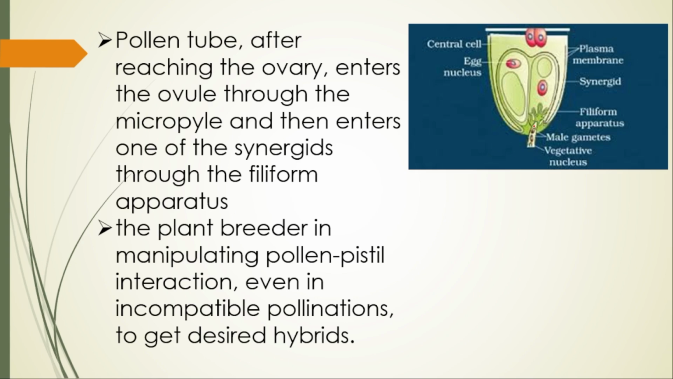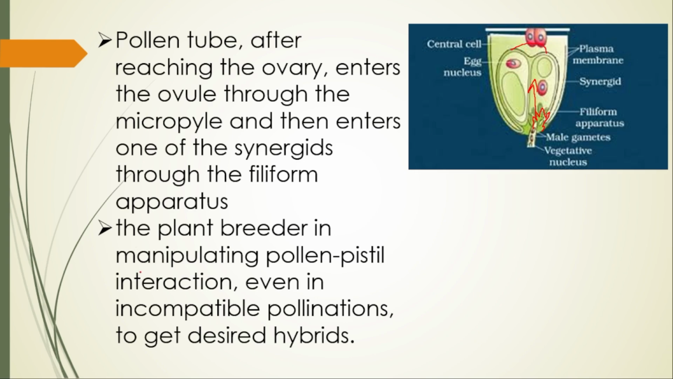We discussed this. This is the micropyle end, and this is the filiform apparatus, which is a finger-like structure. It guides the pollen tube to move the male gametes inside one of the synergids. There will be two synergids, isn't it? Among these two synergids, only one is going to receive this. And here there will be an egg cell.